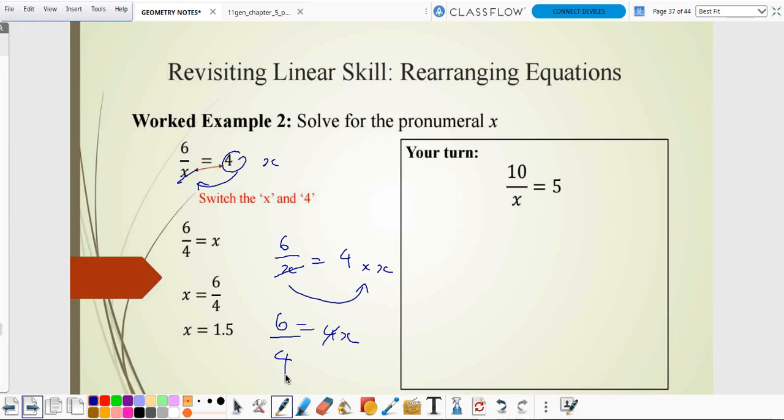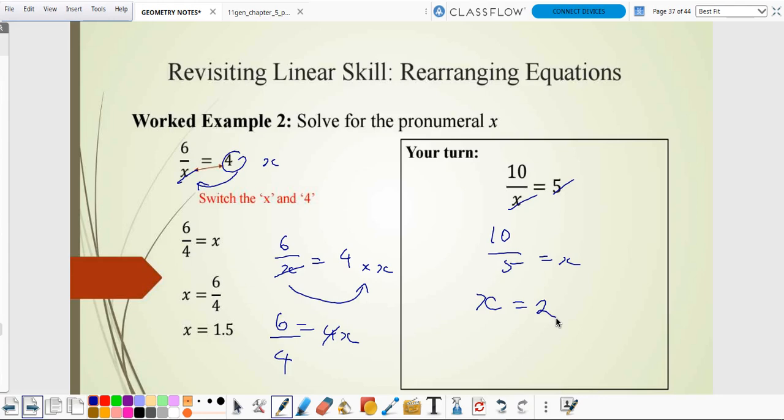Would you do the same thing if it was 6x plus something equals something? We'll try that. I'll show you that in a second. All right, but let's do this one for now. Okay, how do we solve this? Well, that x and that 5 swap places, so now you're left with 10 over 5 equals x. That's just basically saying 10 divided by 5. Okay, so x equals 2.